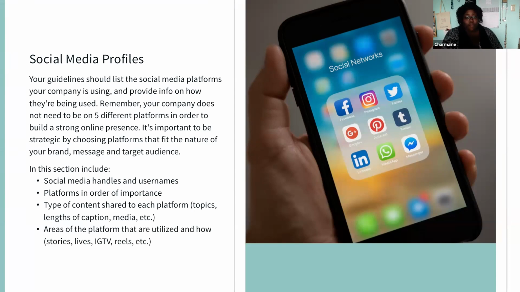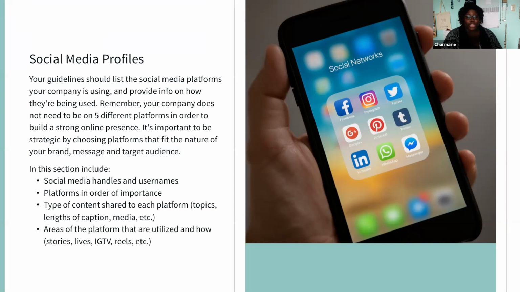So in the section of your social media guidelines, you want to list all of your social media handles and usernames so they're easy for whoever's looking at your guidelines to find. I don't recommend putting your passwords into your social media guidelines necessarily. You could if you want to, but passwords change on a regular basis, so you'd have to make sure you update this quite frequently to make sure the passwords are up to date.